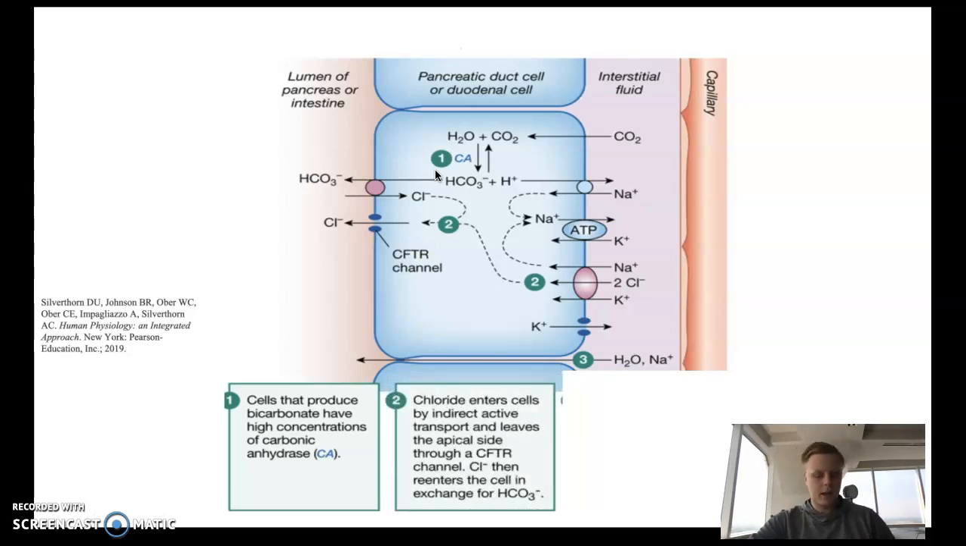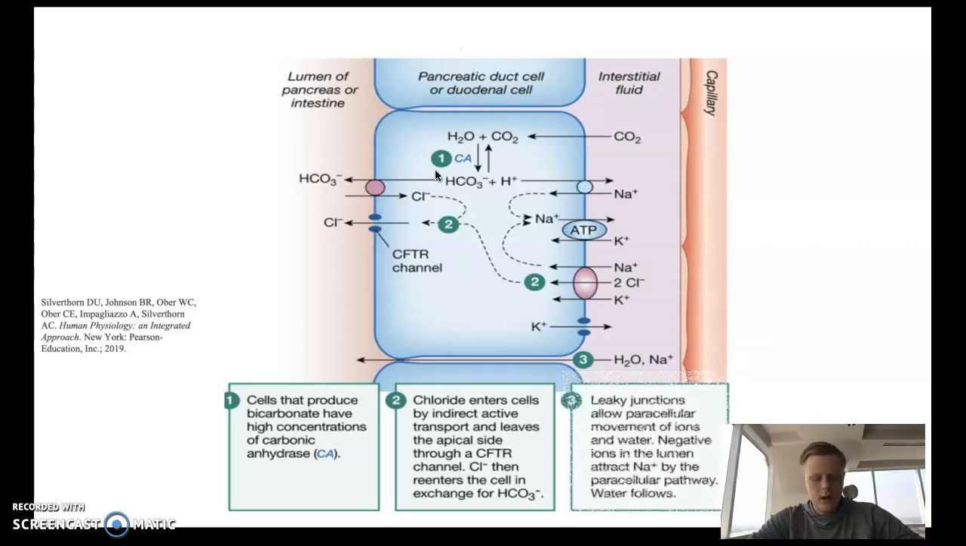The bicarbonate is then able to be transported into the lumen of the pancreas via active transport, with the chloride ions as an antiport cotransporter. We can see all the other ions that flow through here over the interstitial fluid, which allows a gradient to form so that H2O and sodium ions are also able to move from the interstitial fluid through leaky junctions to the lumen of the pancreas.